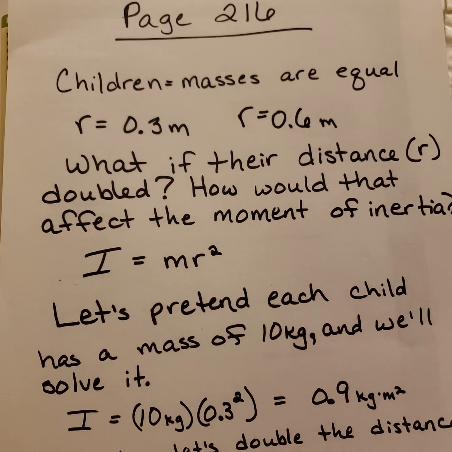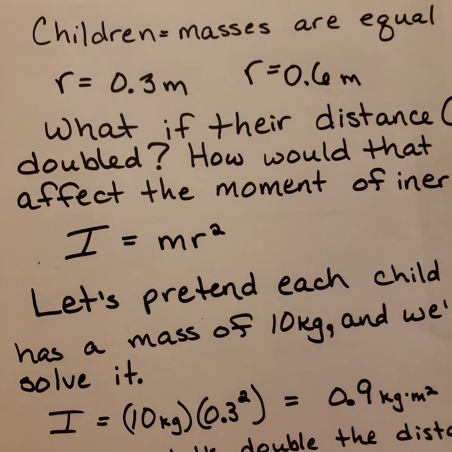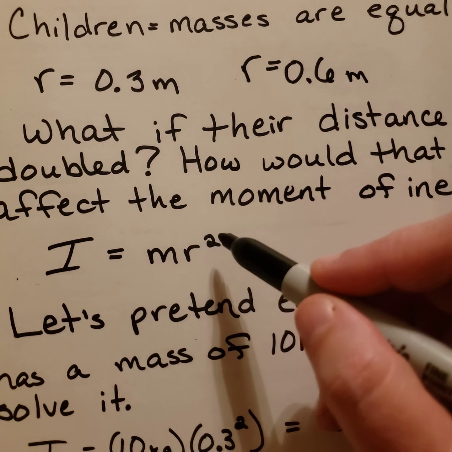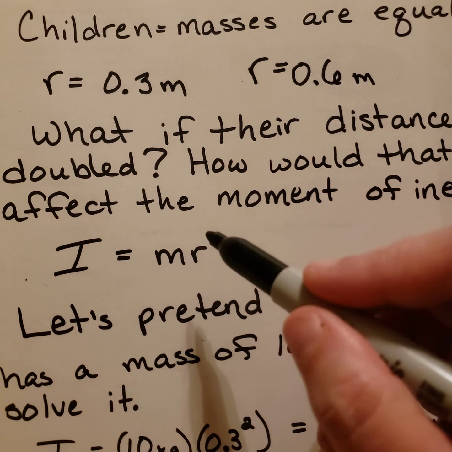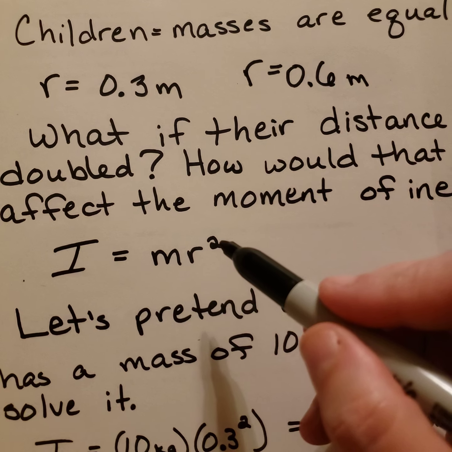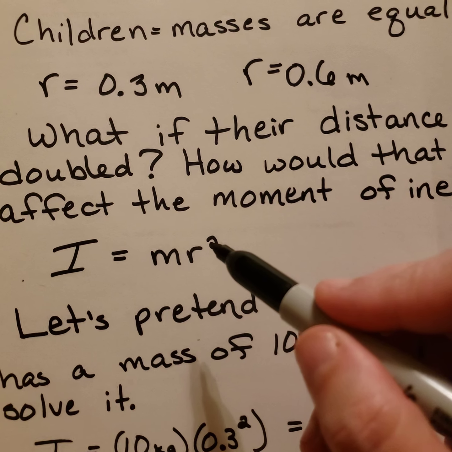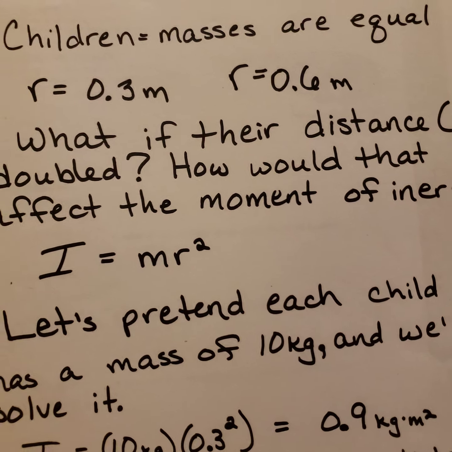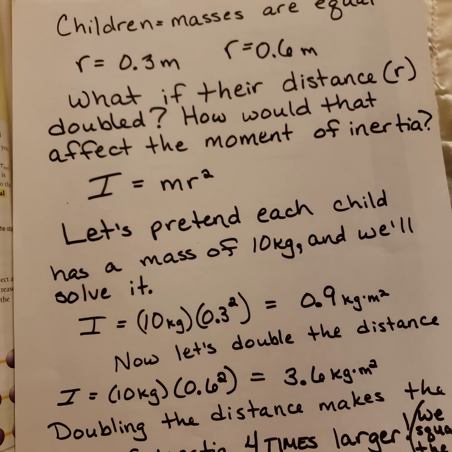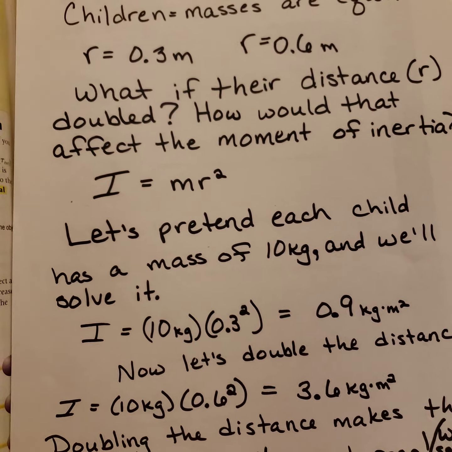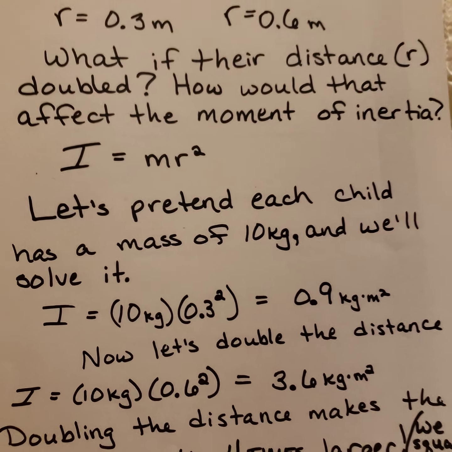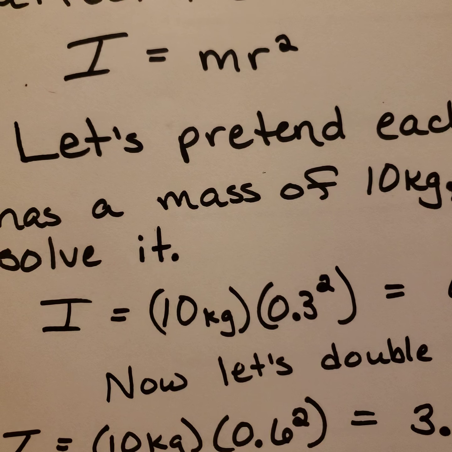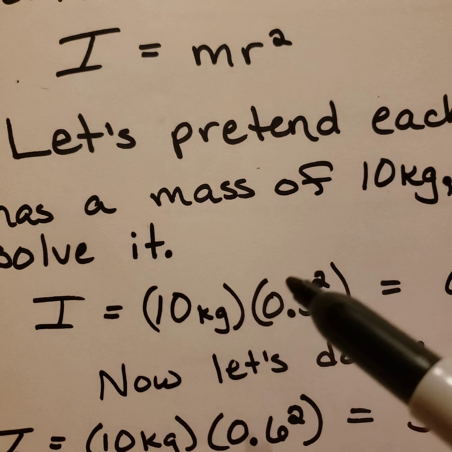Well, the easiest way I can explain that is, first of all, we know that the radius is squared in the problem. So if we double the distance, our inertia is going to be 4 times larger. But if you need me to prove that mathematically, that's what I'm going to do. So let's pretend each child has a mass of 10 kilograms because I want to keep the math simple. So I'm just going to insert this. Remember, I, moment of inertia, equals mass times radius squared.